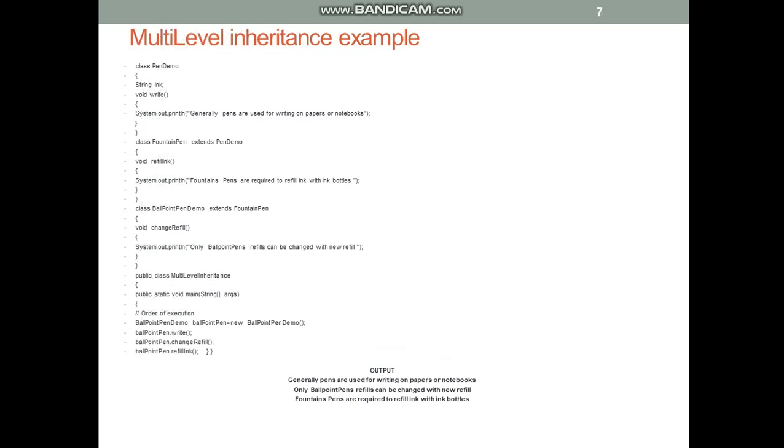Multi-level inheritance example. As I said, in multi-level there are three classes: one parent class, below it one subclass B, and one more below as C. Let's see the real world example of it. Class PenDemo again contains the attribute ink and the method write, and I have provided a definition to the write method. Consider this PenDemo as class A. Class FountainPen extends PenDemo. FountainPen has its own method, refilling, with its own definition.